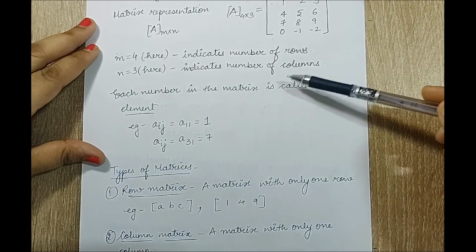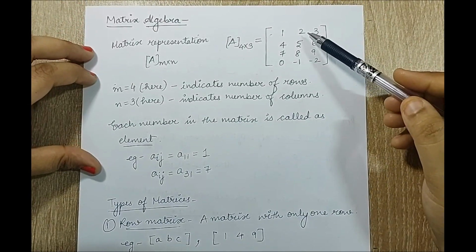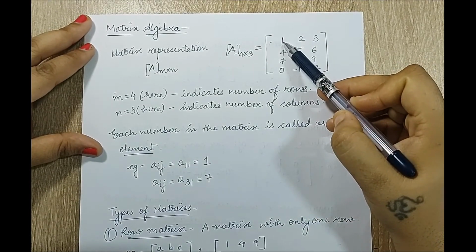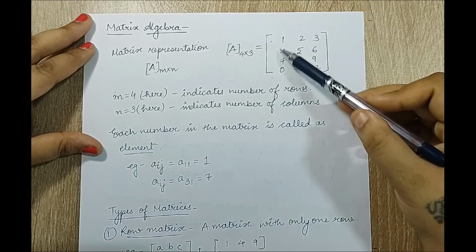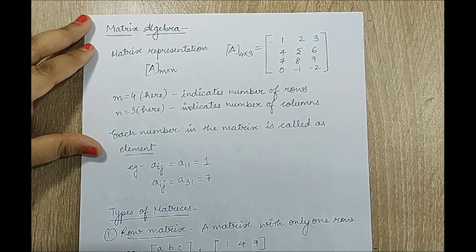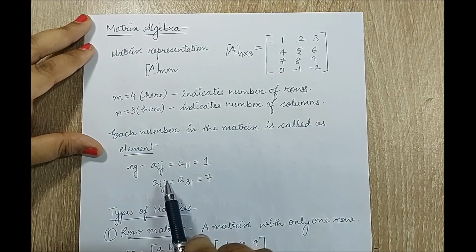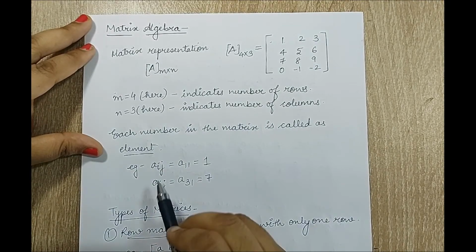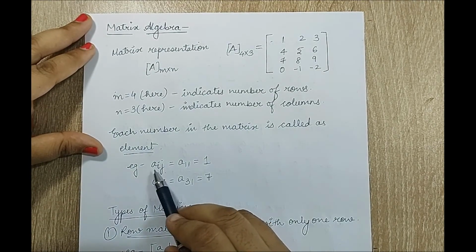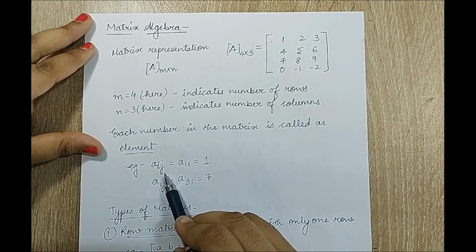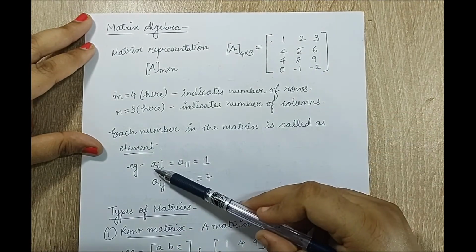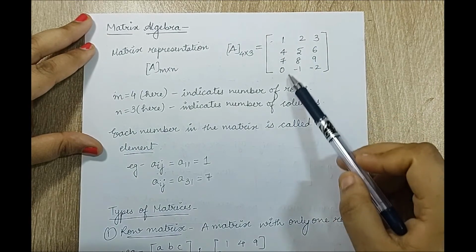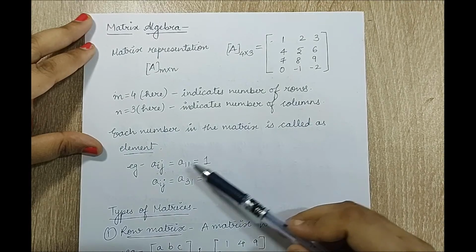Each number in the matrix is called an element. If you look at this matrix, 1 is an element, 2 is an element. Likewise, all the numbers written here are called elements. For example, Aij. Now this is something very different and important. i and j indicate the row number and the column number respectively for a particular element. So the small a is 1, suppose it is in the first row and the first column, hence A11 is equal to 1.